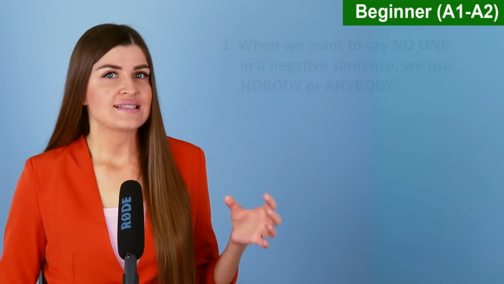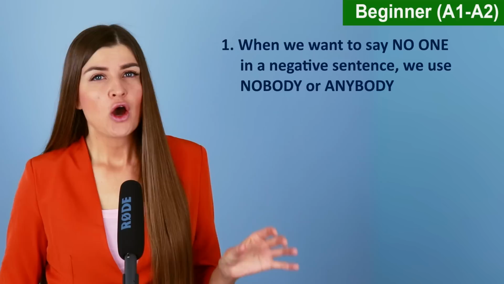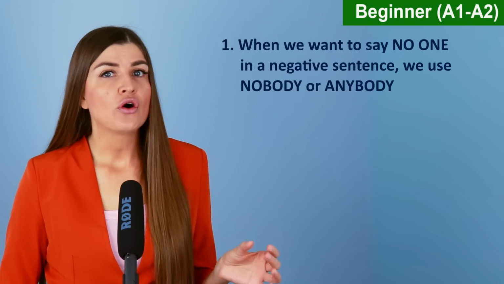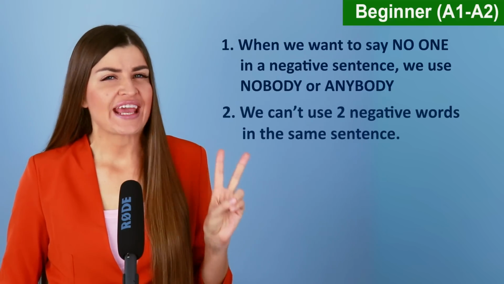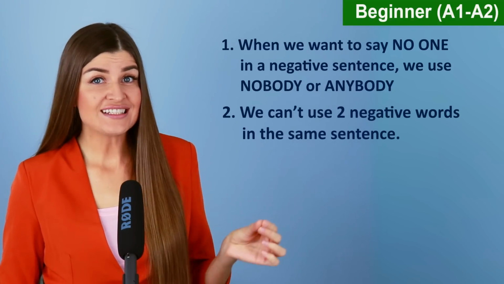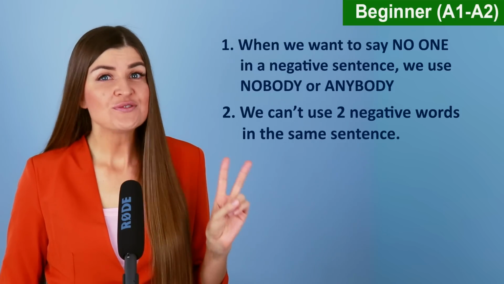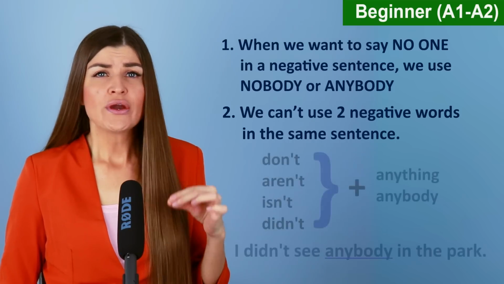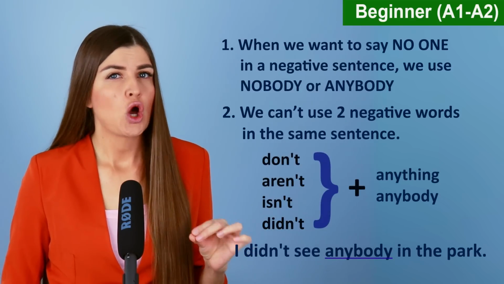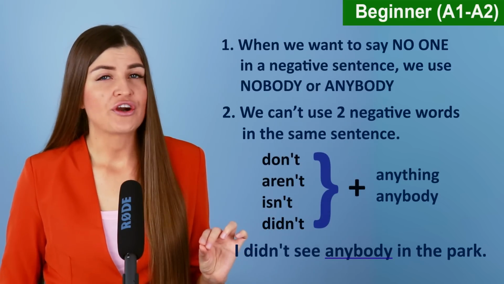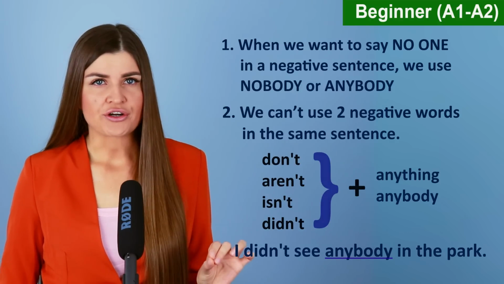When we want to say no one in a sentence that is negative, we use nobody or anybody. We can't use two negative words in the same sentence. We cannot use a negative word two times. If we have don't, aren't, isn't, didn't, we use anybody or anything. I didn't see anybody in the park.